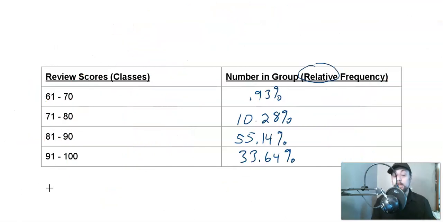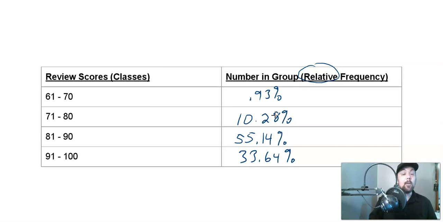Okay, so here are the values that you should have calculated for the next 2 classes. So for the 81 to 90 class, you should get 55.14%. And for the 91 to 100 class, you should be getting 33.64%. So we would have been okay if we rounded, because these don't exactly match those original numbers as closely as I thought they would. So this is our relative frequency distribution.